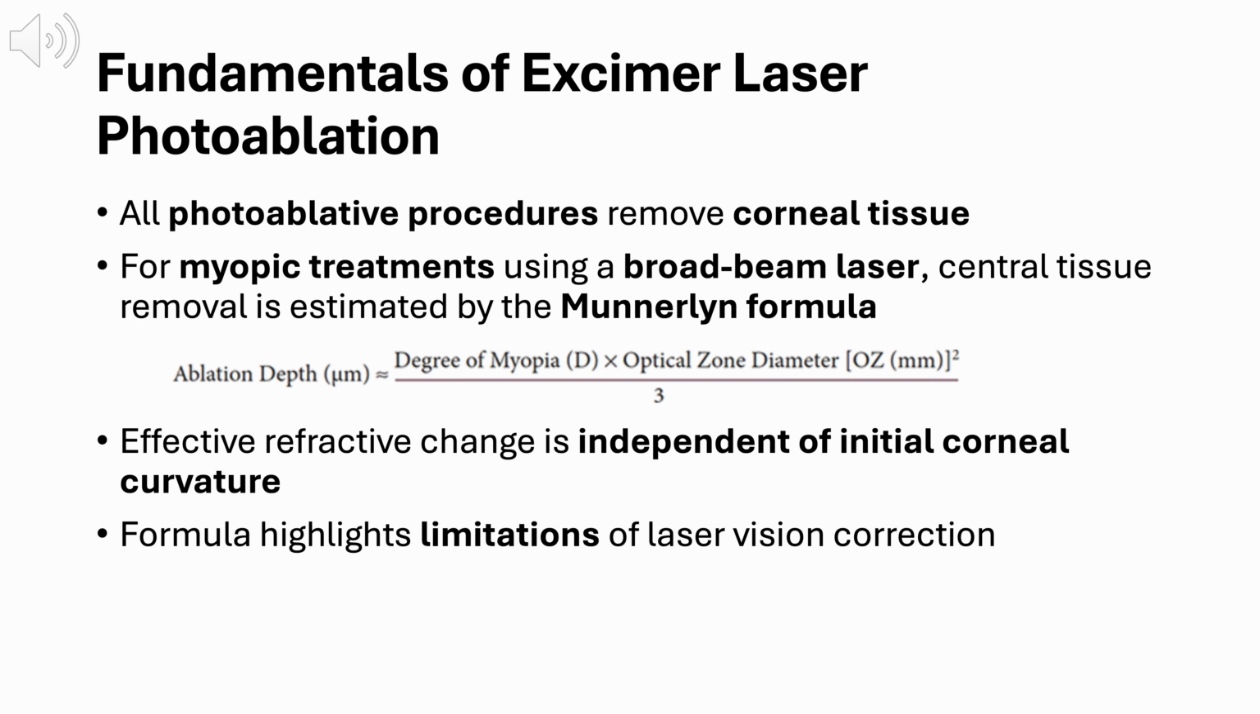An important concept here is that the effective refractive change is independent of the starting corneal curvature. What matters is how much tissue you remove and over what zone, not whether the cornea started steep or flat. This is why the Munnerlyn formula is so useful conceptually. It highlights the fundamental limitations of laser vision correction. Tissue removal is finite, optical zones can't be arbitrarily large, and these constraints ultimately define who is and is not a good candidate for excimer-based refractive surgery.